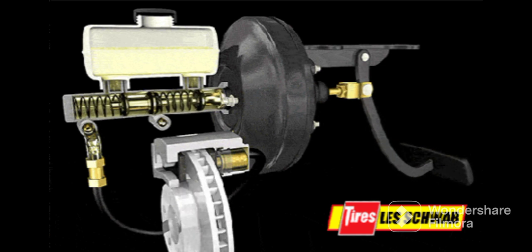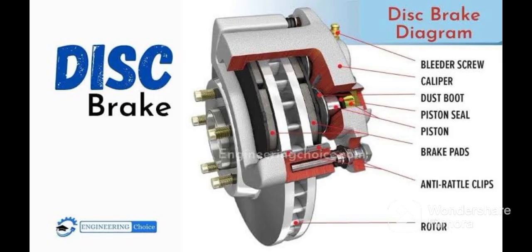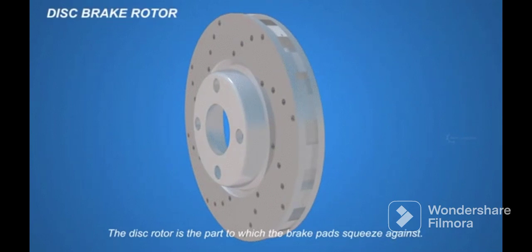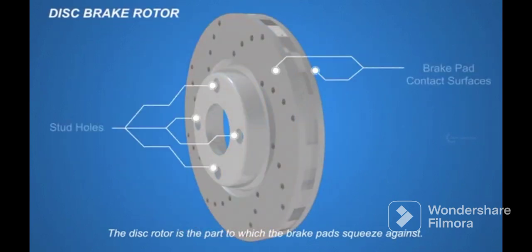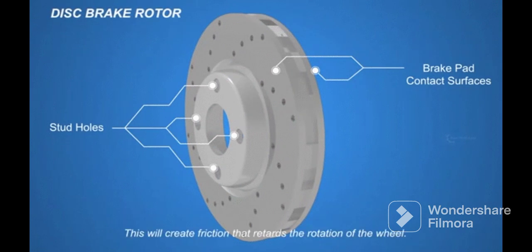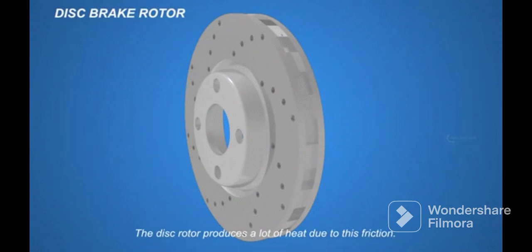Now, let's discuss parts now. There are several parts that make up a disc brake system. Here are some of the main components. Brake rotor. This is the flat, disc-shaped component that spins along with the wheel. When the brake pads press against the rotor, friction is created, which slows down the wheel.